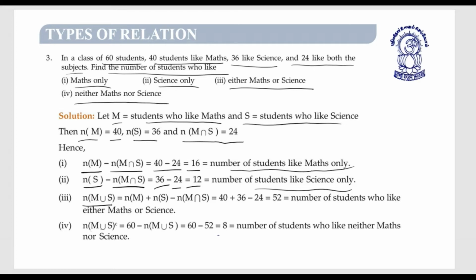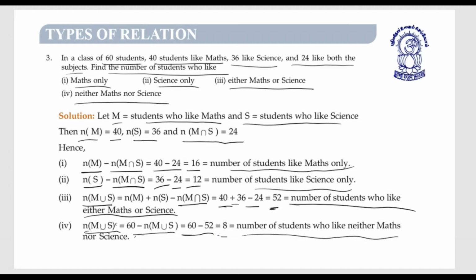n(M union S) = n(M) + n(S) minus n(M intersect S) = 40 + 36 minus 24 = 52. This is the number of students who like either maths or science. n((M union S) complement) = 60 minus n(M union S), so 60 minus 52 is equal to 8. This is the number of students who like neither maths nor science.